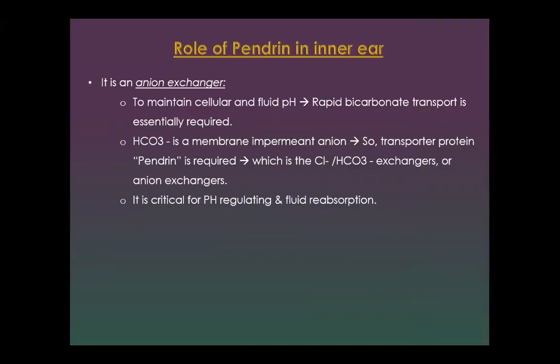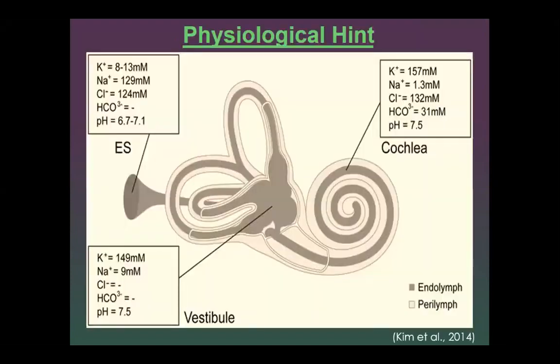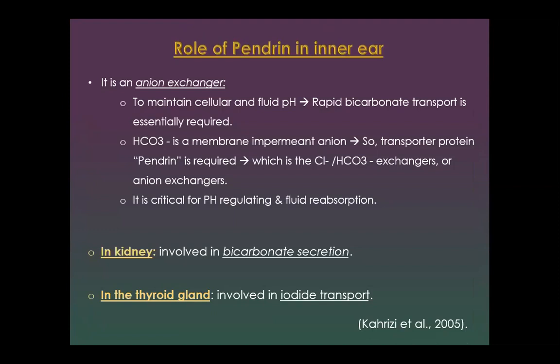What is the role of pendrin in our inner ear? Pendrin acts as an anion exchanger. What is the meaning of anion exchanger? I'd like to see this figure first. This figure shows the endolymph component of different parts of our membranous labyrinth. We can notice that in the cochlea and in the vestibular parts, pH is 7.5, equal in both, which is neutral or slightly alkaline, while endolymph in the endolymphatic sac is shifted toward acidic, 6.7 up to 7.1, more acidic than the pH of endolymph of other parts. This difference is kept by pendrin.